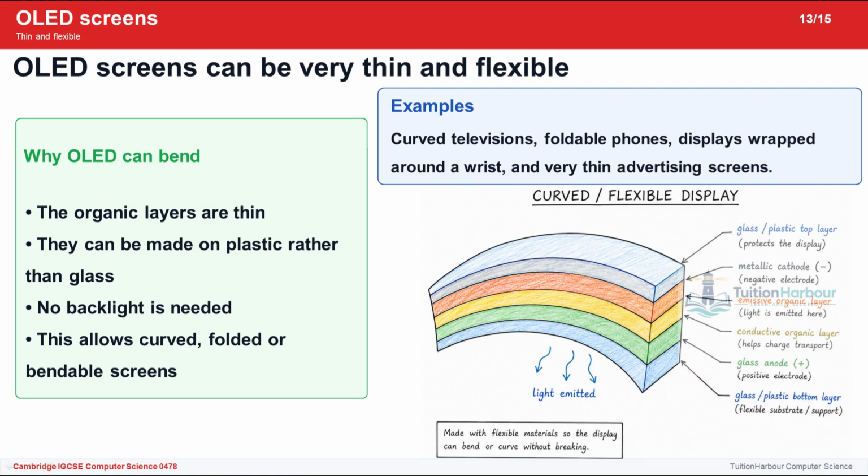Thin and flexible OLED screens. OLED screens can be made very thin because they do not need a separate backlight. Their organic layers are thin and can be placed on plastic rather than glass. This allows manufacturers to create curved, folded, or bendable displays. Examples include curved televisions, foldable phones, and so on.